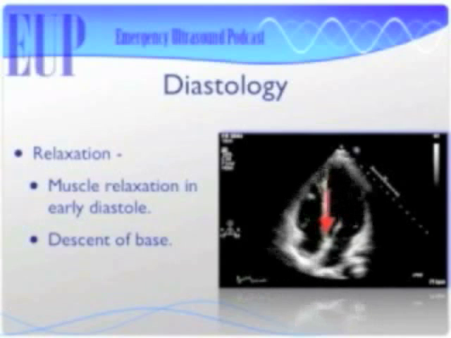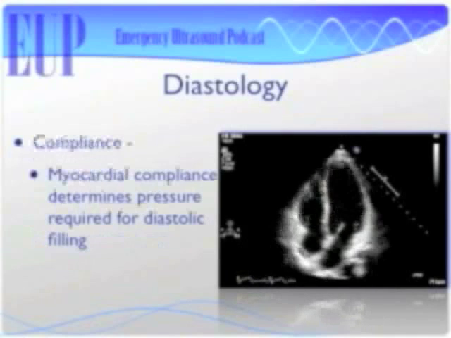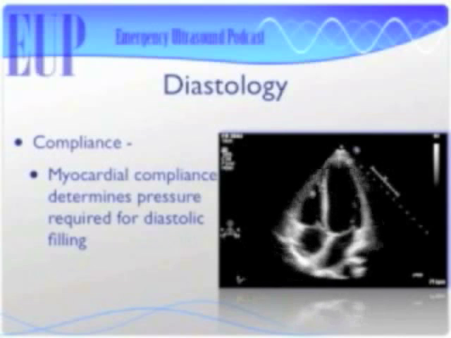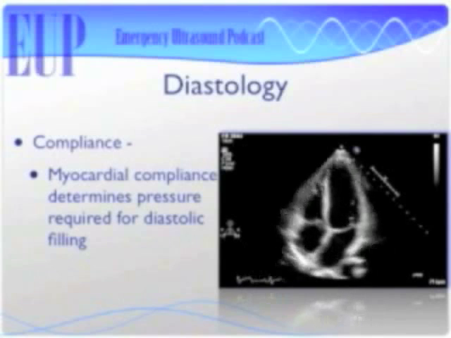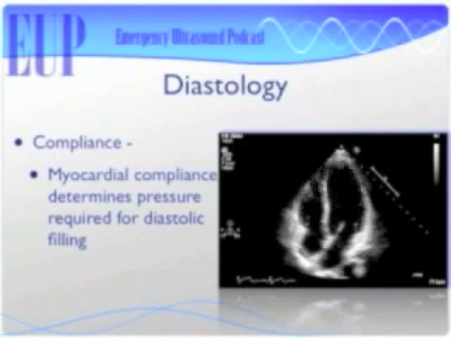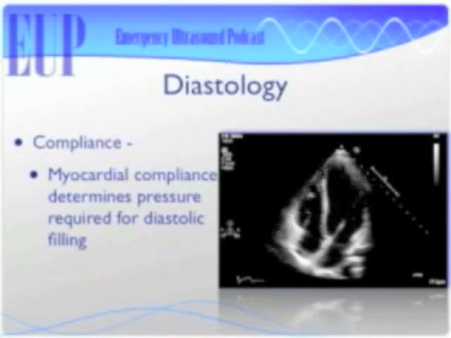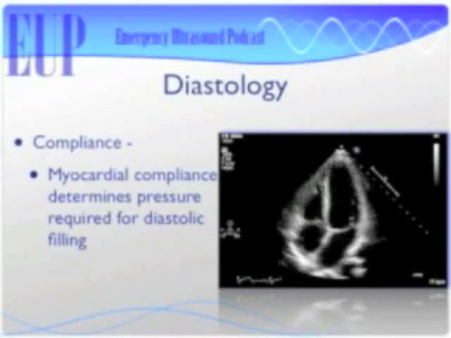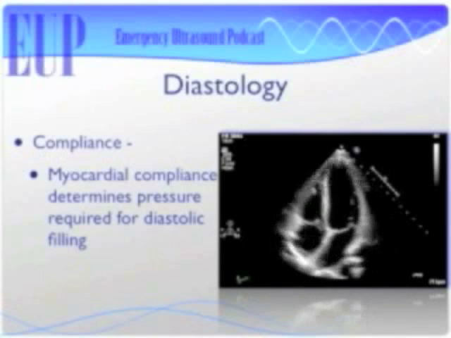All right. Compliance is the ability of the myocardium to accept a column of blood during diastole, and it determines the pressure required for diastolic filling. So compliance is the next piece, and this is the piece that goes really bad when you get bad hypertension or fibrotic disease of the heart or interstitial disease of the myocardium. And once that compliance goes bad is when you're really going to start having diastolic dysfunction.